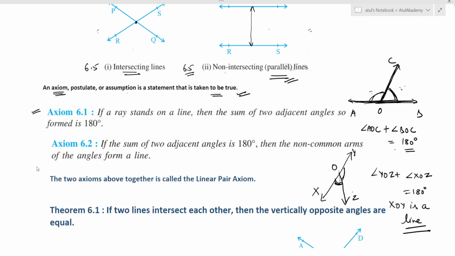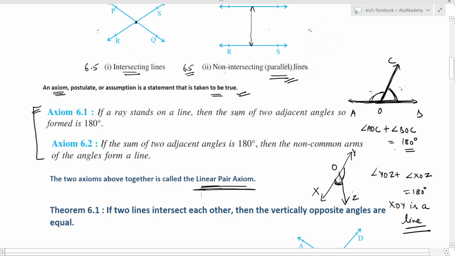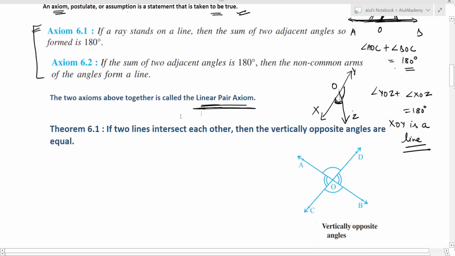Now, these two axioms, if you see, they are related to linear pair. Am I right? We talked about linear pair. So these two axioms together are called the linear pair axiom. Clear? Now let's move to the first theorem of the chapter and we will prove it.